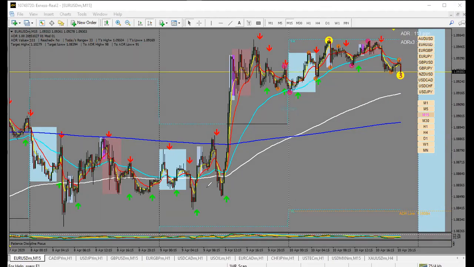You realize that this one here, we have our Asian box right there. And the dealer decides to stop hunt low and leaves a pin right there as the first leg. It goes back up and leaves something that looks kind of like an M. Please don't fall for this.